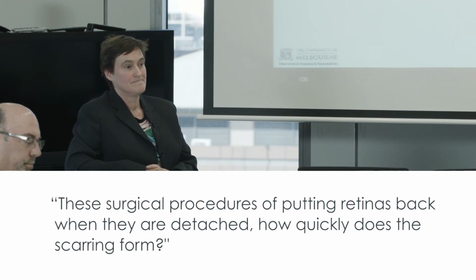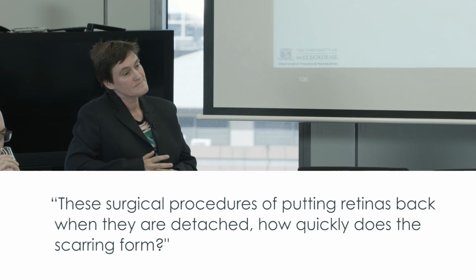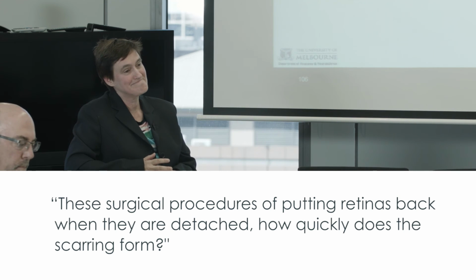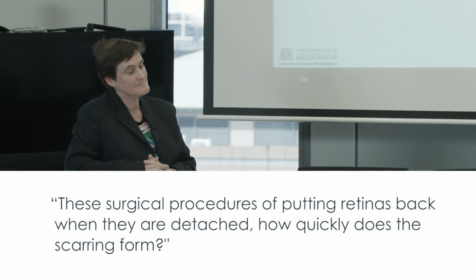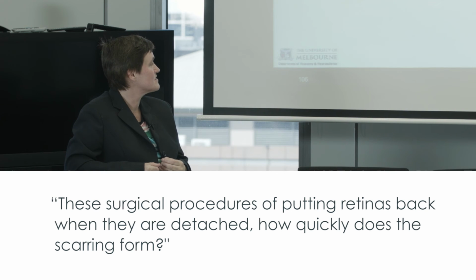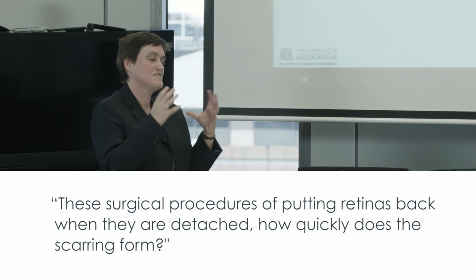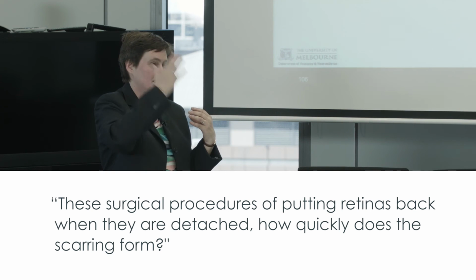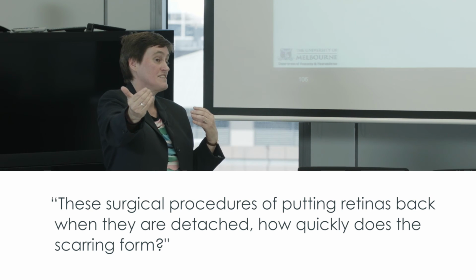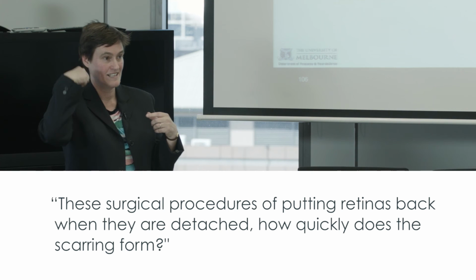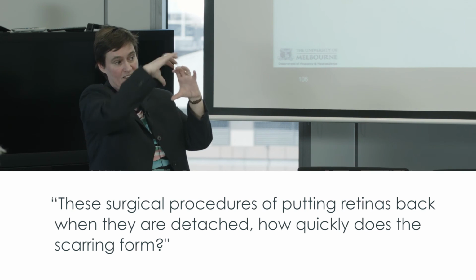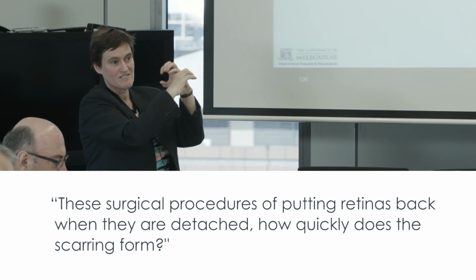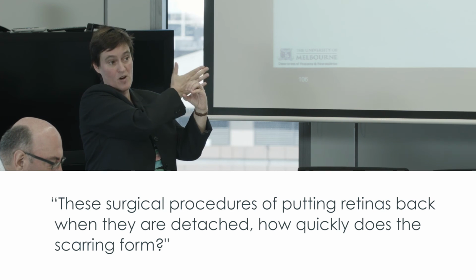With these surgical procedures involved in putting retinas back when they're detached, how quickly does the scar form? It's over weeks. What happens is, and maybe I showed it in the first picture, the person who has a retinal detachment, where the retina separates from the back of the eye, this is usually fixed surgically, where they have effectively an elastic band placed around their eye, and the eyeball's kind of squashed, and that forces the retina onto the back of the eye.